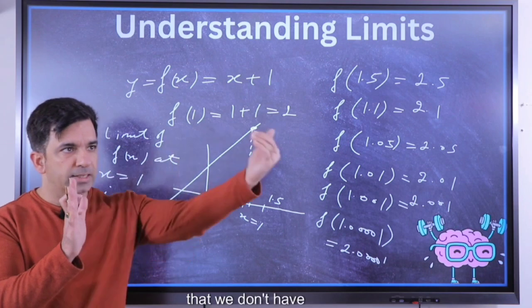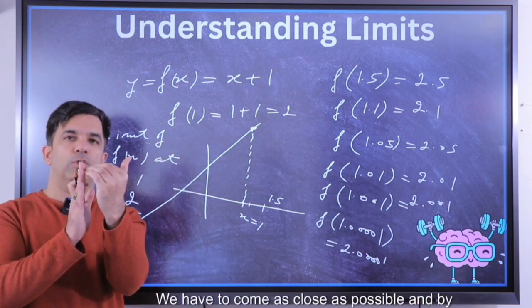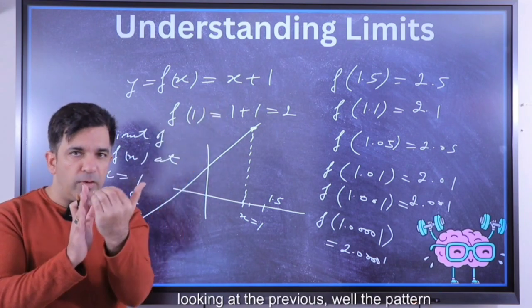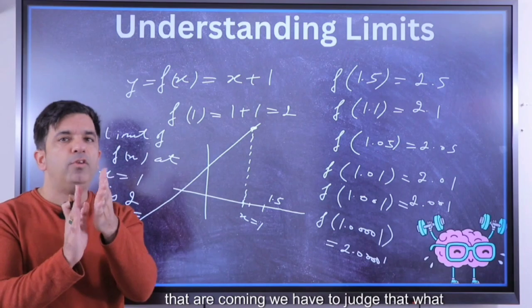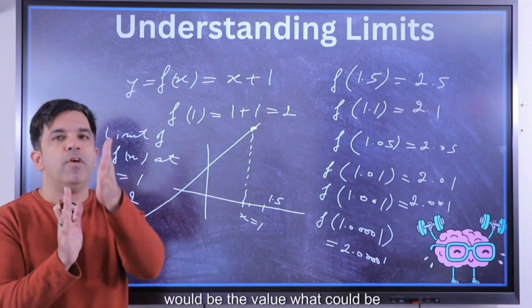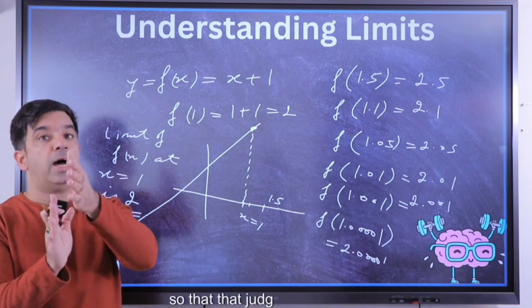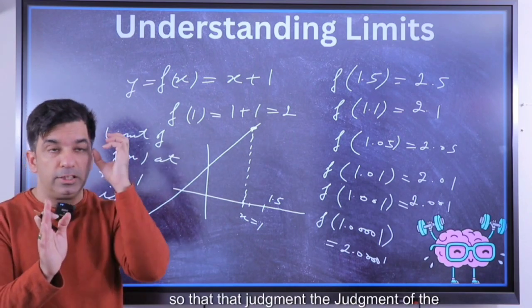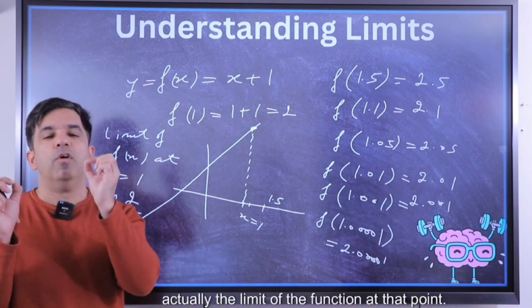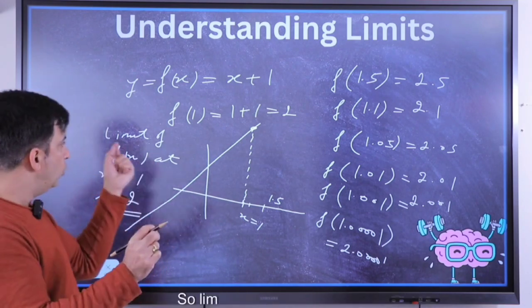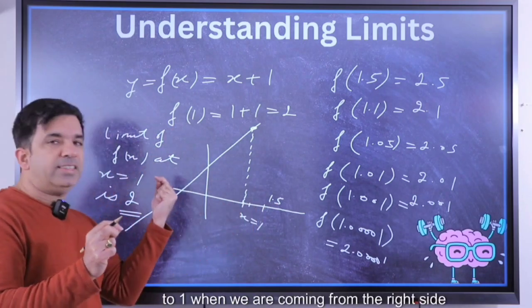So limit means that we don't have to go at that point exactly. We have to come as close as possible, and by looking at the pattern of the values that are coming, we have to judge what could be the value of this function at the point just after. So that judgment of the value that we are getting in this case is actually the limit of the function at that point. So the limit of this function f(x) at x is equal to 1 when we are coming from the right side is simply 2.